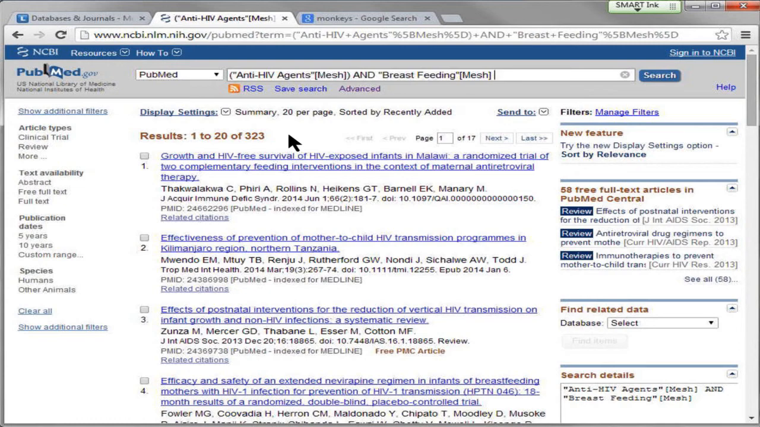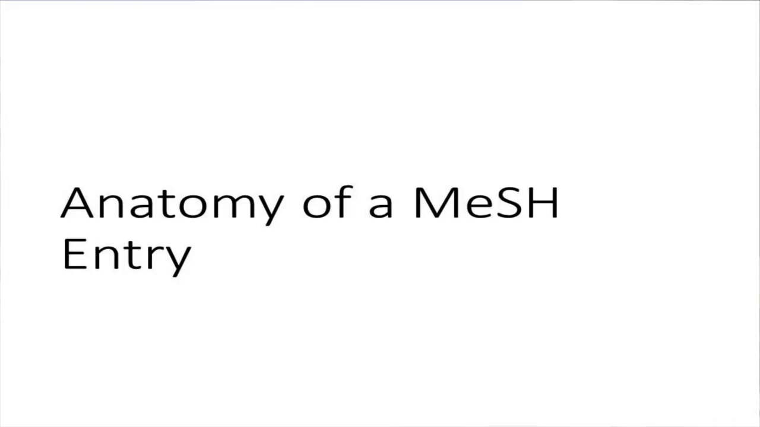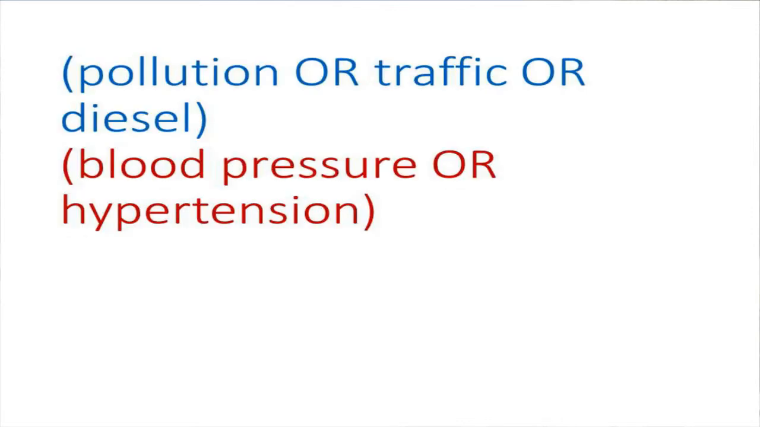So let's go back to our practice mode. If we have those keywords from our video 2, we can now take those and apply them to PubMed. So I had pollution or traffic or diesel and blood pressure or hypertension. You may have had different ones, but I want you to take a minute and look up those concepts in MeSH, add them to the search builder, and search PubMed.